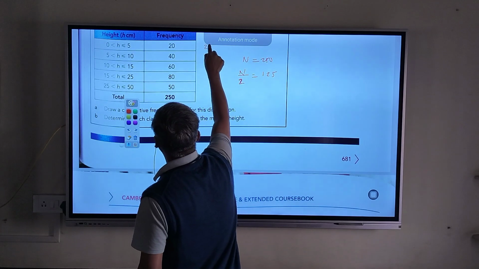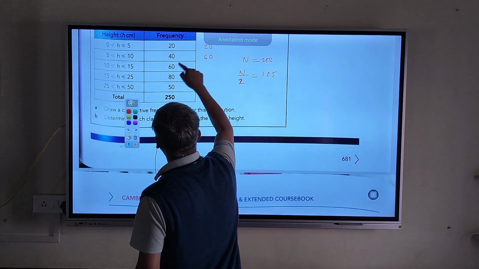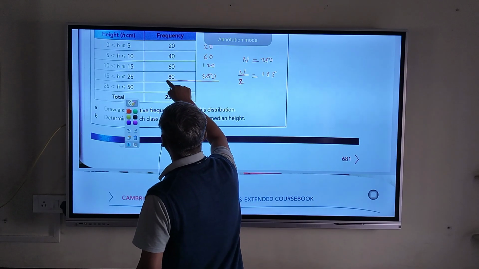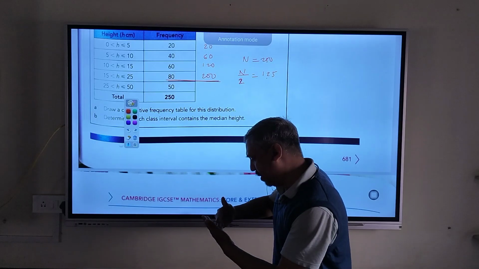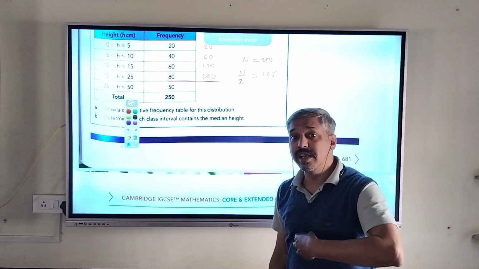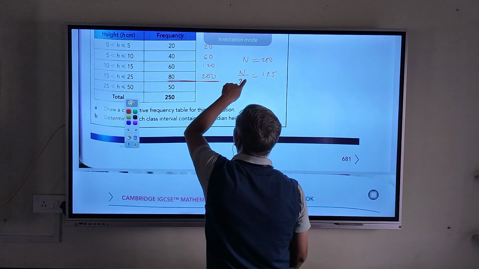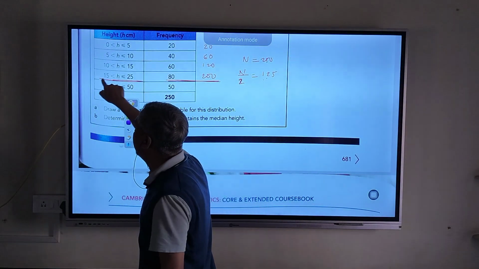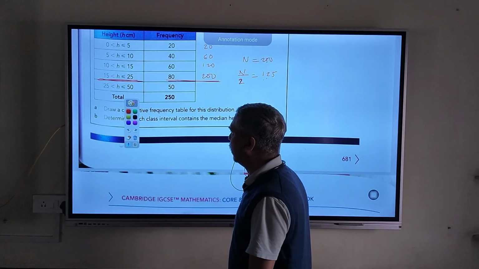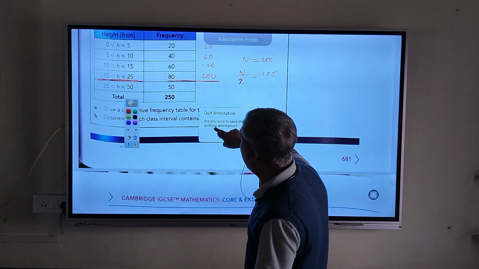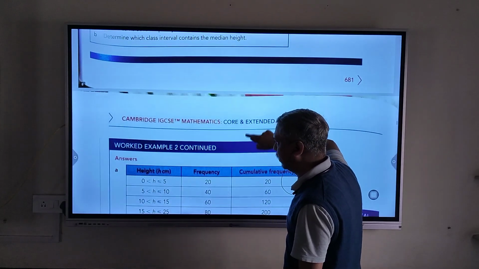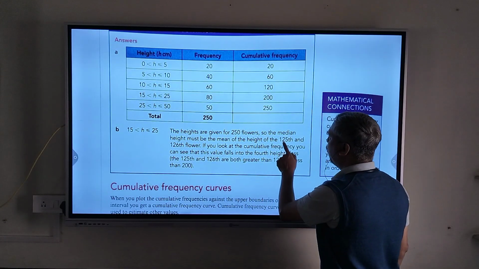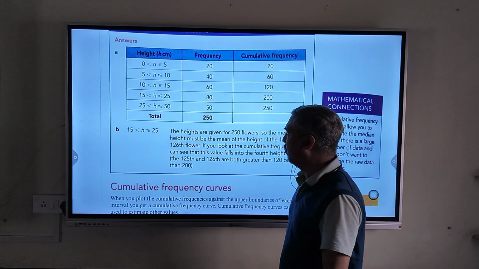The cumulative frequencies are 20, 60, 120 and then 200. So it is here that this value 125 is crossed. We are interested in that class in which the value 125 is getting crossed. So the class is 15 to 25. And that is why the answer is the median class. So the median height must be the 125th and 126th value.